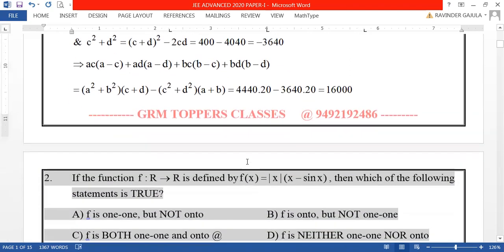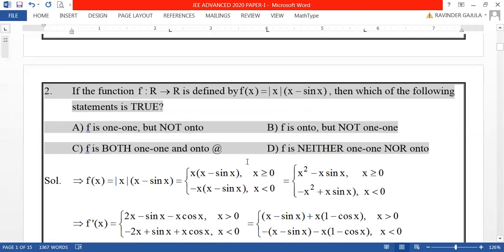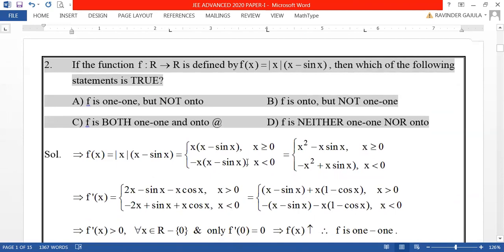Okay, now let us go to the next question. This one. Yeah, this is, I feel, a somewhat good question, because I have darkened the question here. I have shaded the question. So you can consider this question is one good question.